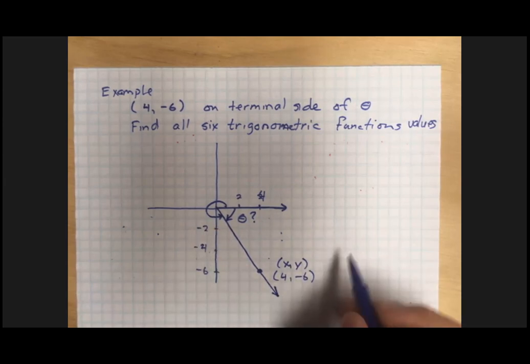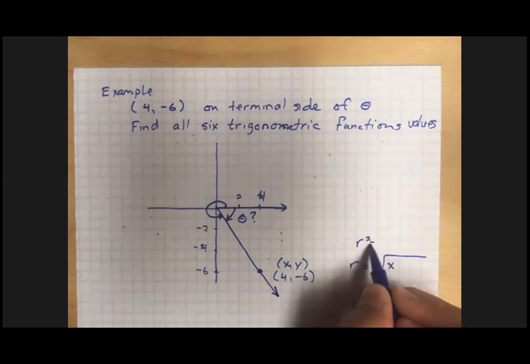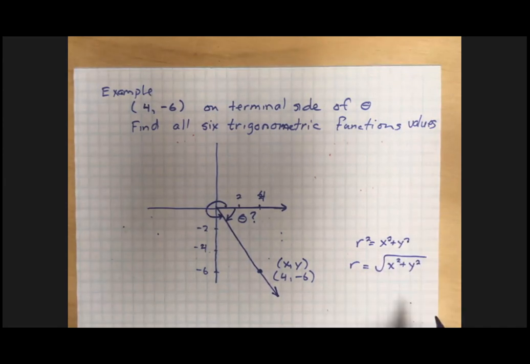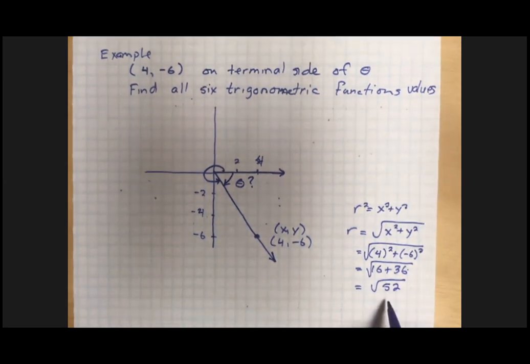And from the x and y, I can find the r. Remember? r squared equals x squared plus y squared. So I just insert 4 squared plus minus 6 squared, which gives me 16 plus 36, which gives me 52. You should simplify that as far as you can. There's a perfect square inside 52: 4 times 13. So I'm writing down every single step here, but this radius is 2 root 13.